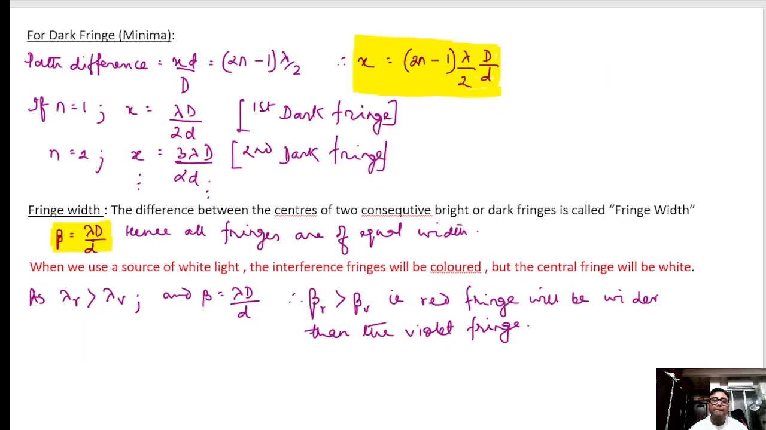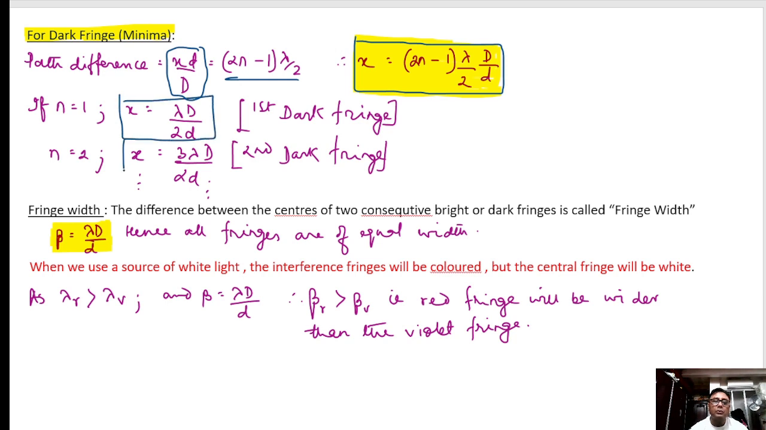Now if we see for a dark fringe, we already got for a bright fringe, that is the minima condition. So for a dark fringe, the path difference should be (2n minus 1) lambda by 2. This is a very important formula. xd by D should be (2n minus 1) lambda by 2. So putting n equal to 1, we get the position for the first dark fringe, putting n equal to 2, the position for the second dark fringe.